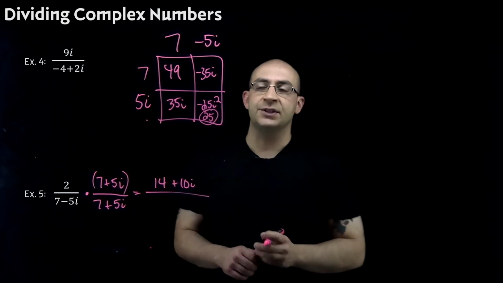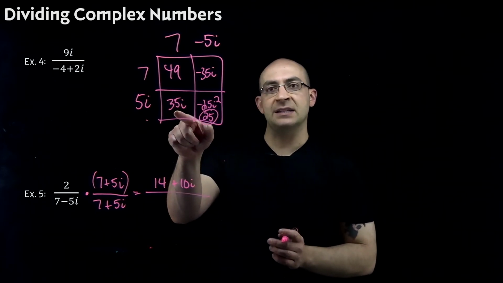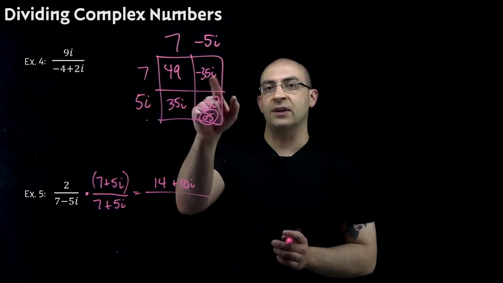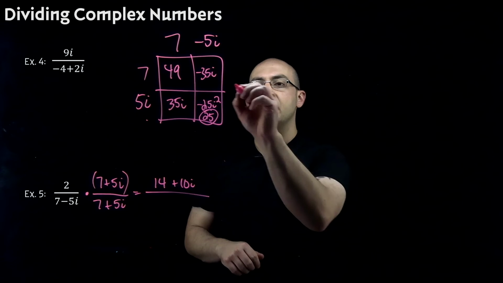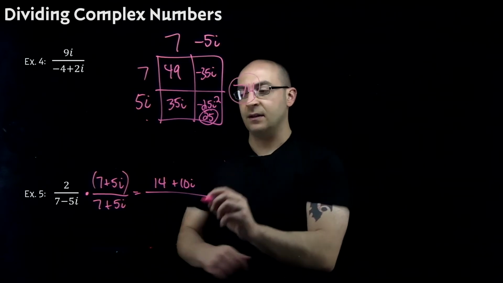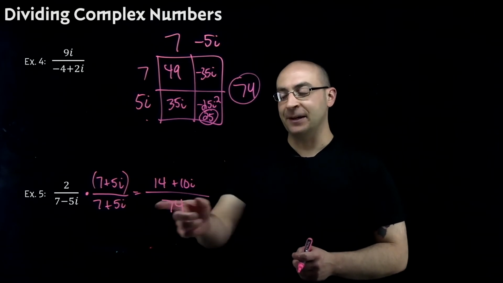Now I'm going to combine like terms. Well, this just becomes 49 plus 25 because positive 35i and negative 35i cancel out. So 49 and 25 is 74. So this ends up being 74 on the bottom. 74 is the denominator here.